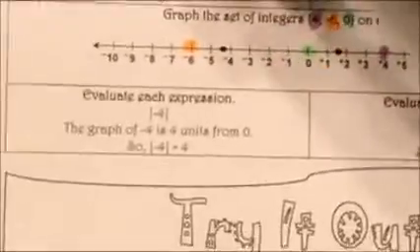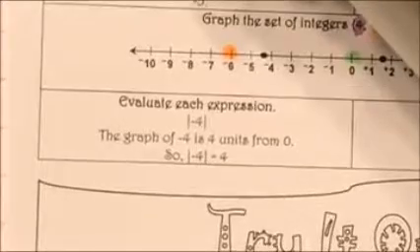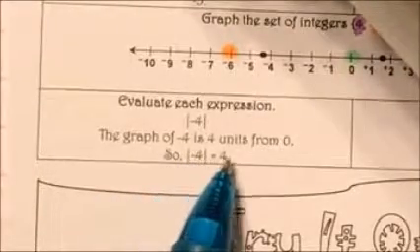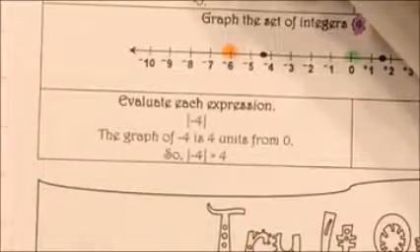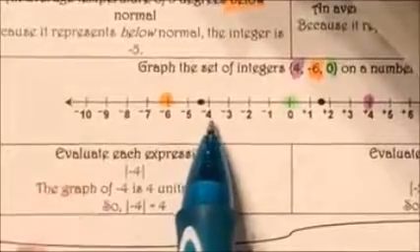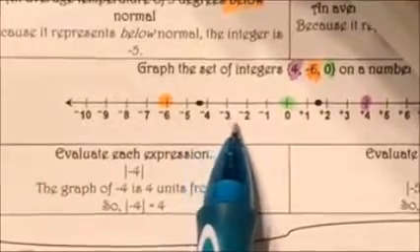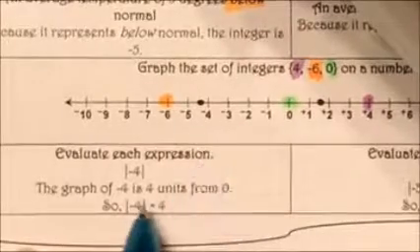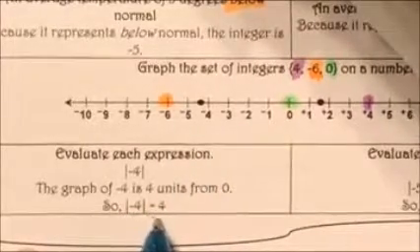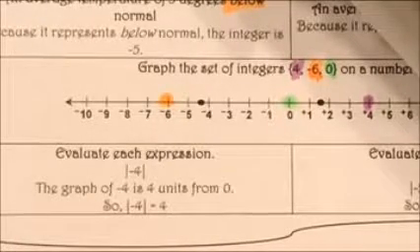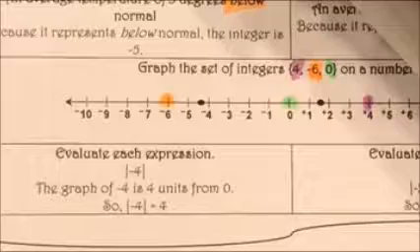Alright, next I have evaluate each expression. So I have the absolute value of -4. The graph of -4 is 4 units away from 0. So if I can look at my graph right here, right? Here's -4. If I go to 0, I go 1, 2, 3, 4. I'm 4 units away from 0. So the absolute value of -4 equals 4. Okay, so remember, absolute value is just the distance from 0. It's always a positive number because you're talking about distance.